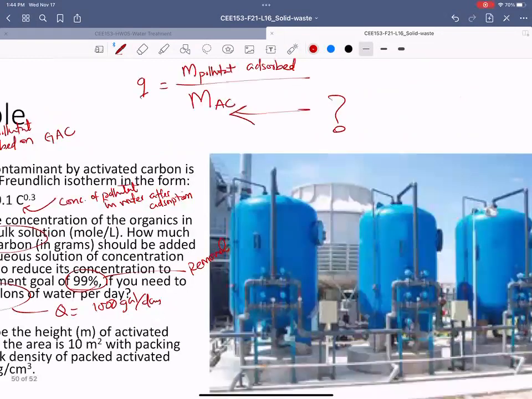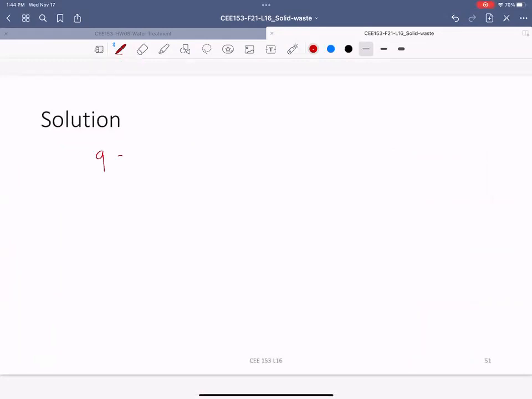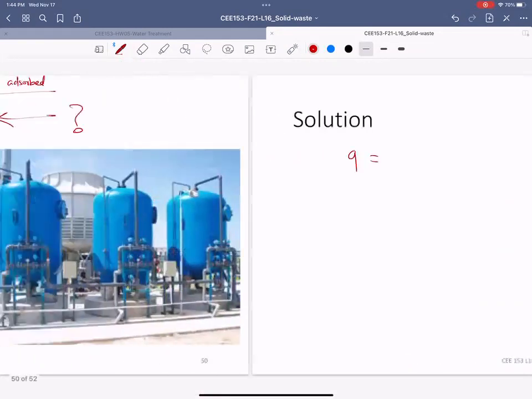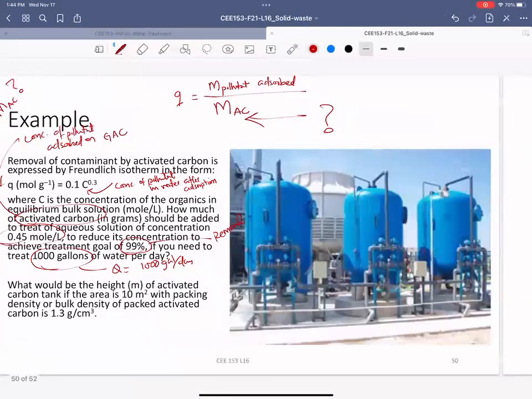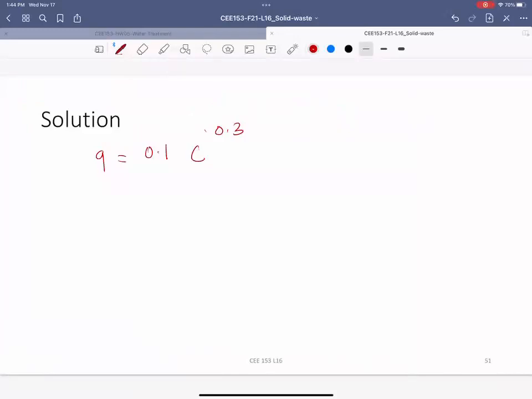So let's write the equations. Q equals 0.1 C to the power 0.3. Q is the mass of pollutants, so if I write P, that's the pollutants absorbed by mass of activated carbon. This is the concentration. So basically you have to solve for it.